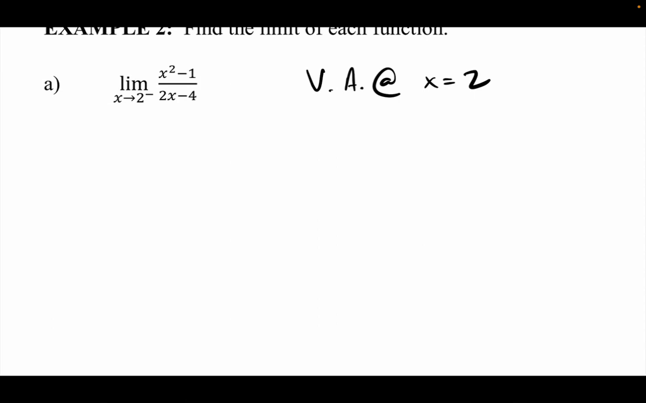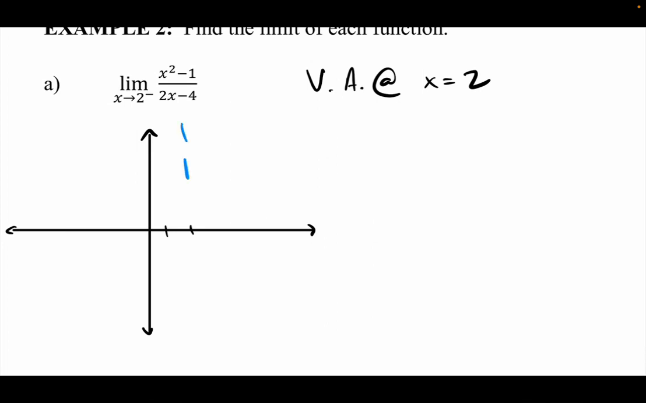Well, first of all, I only care about the left side of the equation. So let me draw a little picture real quick. You don't have to do this, but sometimes it helps just to see. So we want 2, right? 1, 2. We know at 2 it's going to be a vertical asymptote.